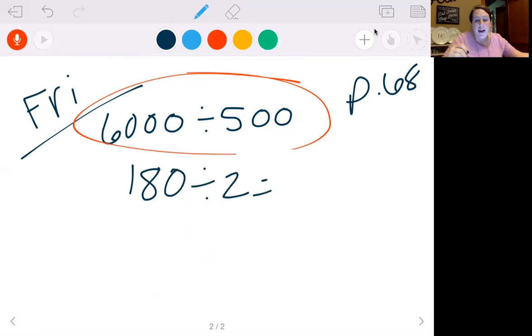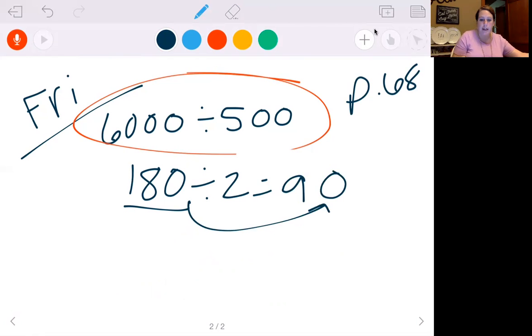Now this time I don't have a 2 and a 0. I just have 0 over here, so there's nothing to cancel out. So I do this one just like at the beginning. 18 divided by 2 is 9. Take that 0, put it over here, 90. To check it, you could do 90 times 2 and see if you're correct.